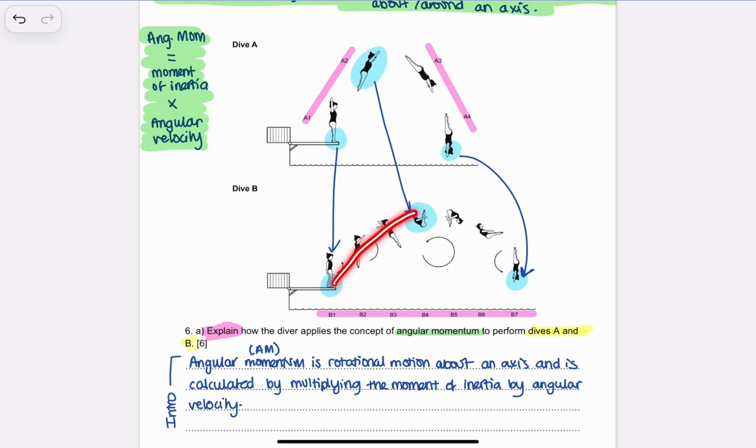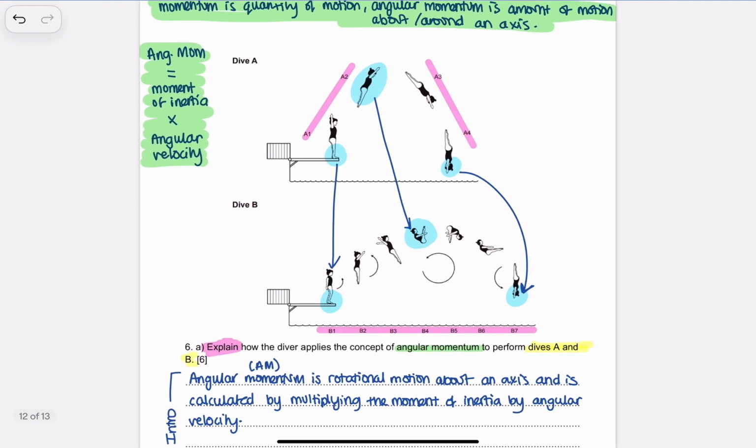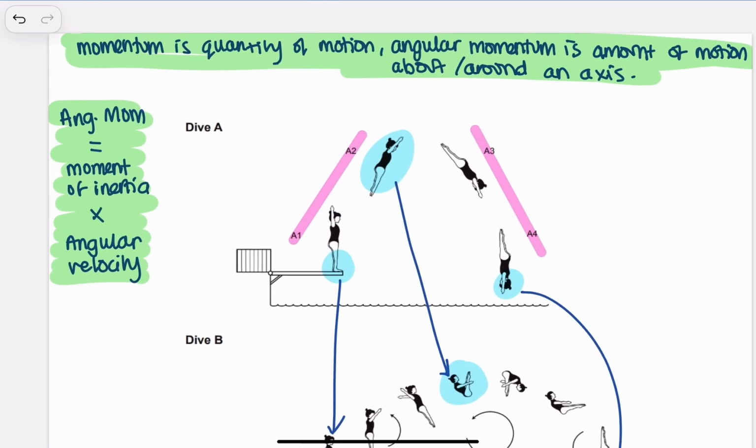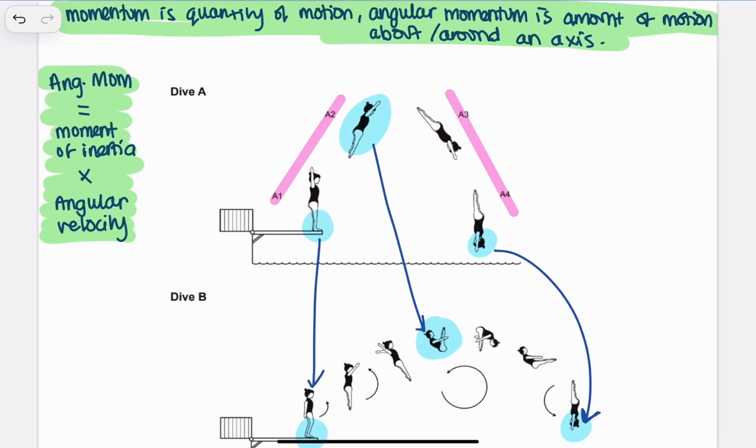Arguably, this dive has a greater angular momentum, but we don't have the statistics, so we're not going to go there. We just have to talk about what we see. I've broken it down into 3 phases: takeoff, flight phase, and water entry. And that should give you some ideas about what you could have talked about. Before we show you an example then, let's just recap the key theory.